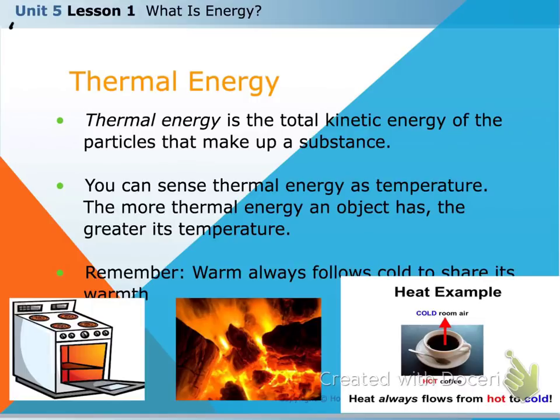Another type of energy is thermal energy, and we understand this as either something being hot or cold. Thermal energy is the total kinetic energy of particles that make up a substance. We know from our weather unit that when particles are moving really fast, it's hot, and when particles are bunched together and moving really slow, that means it's cold. Thermal energy is looked at the same way. If the particles are moving really fast, it's a lot of thermal energy. If it's slow, it's only a little bit of thermal energy, which can be sensed as temperature. The more thermal energy something has, the hotter it's going to be, so the greater its temperature will be.